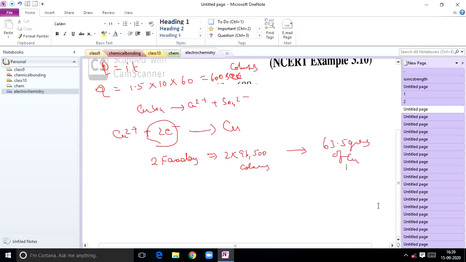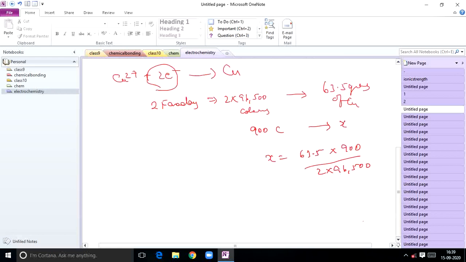Now what he is asking there, for 900 coulombs you have to calculate. For 900 coulombs, how much? X. So X is equal to 63.5 into 900 by 2 into 96,500. So solve this one. We will get approximately 0.295 grams. Do it. Next.